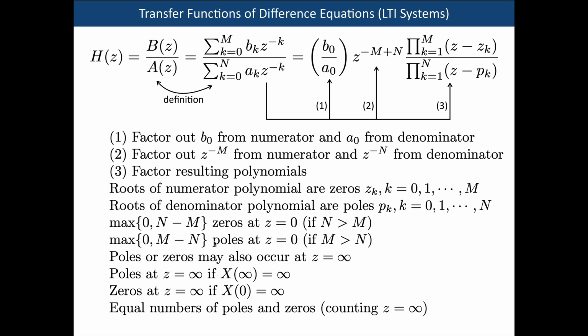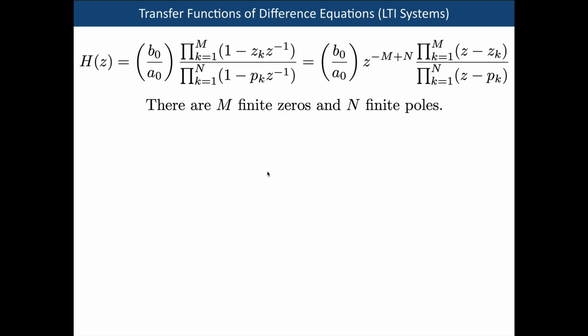On the other hand, if m is greater than n, so it's an improper rational function, the degree of the numerator being greater than the degree of the denominator, then we would find that we had n minus m, I'm sorry, m minus n poles at z equals 0. We can also have poles and zeros occurring at z equal infinity. We get poles at infinity if x of infinity is equal to infinity, and zeros at infinity if x of 0 equals infinity. When you count the poles and zeros at infinity, a rational function will have equal numbers of poles and zeros. Just a few things to keep in mind there.